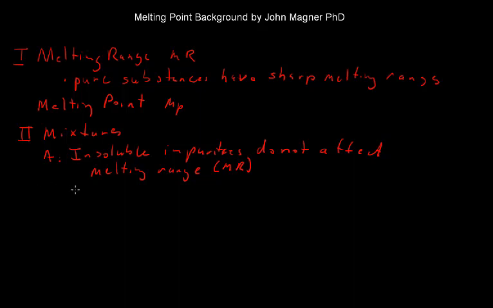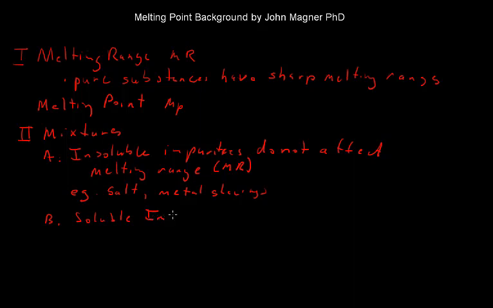So what's an example of an insoluble impurity? Something along the lines of, I don't know, a salt. Salts aren't typically soluble in organic substances. Metal shavings, rocks, who knows. So anything that doesn't dissolve in organic solvents or liquid organic compounds. So those will not affect melting points. It's only the soluble impurities that affect melting points and melting ranges.